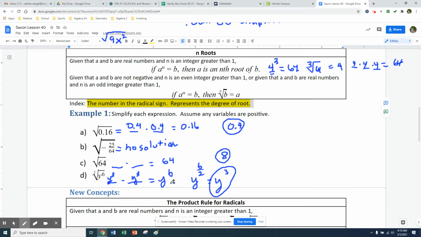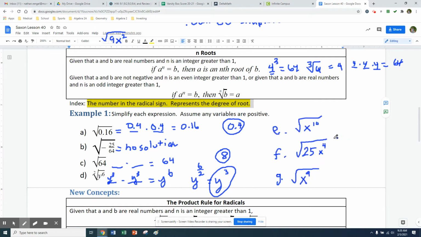So when we're dealing with variables, and we'll head over to Delta Math after the lesson here and look at it, to find out what the square root of that power is, we can take that exponent and cut it in half.